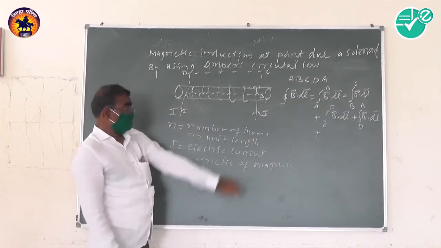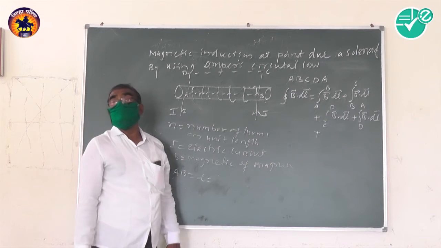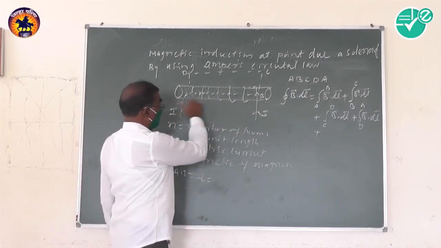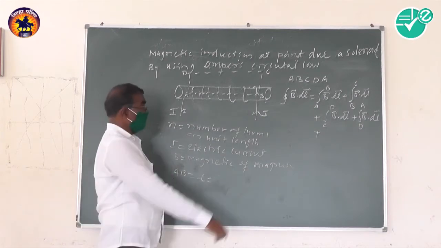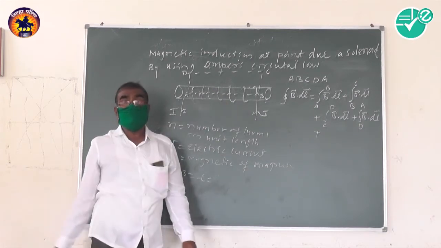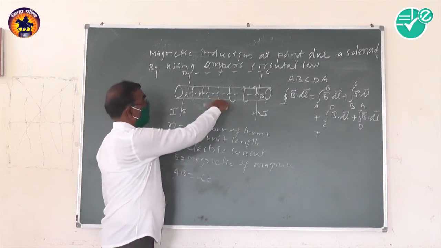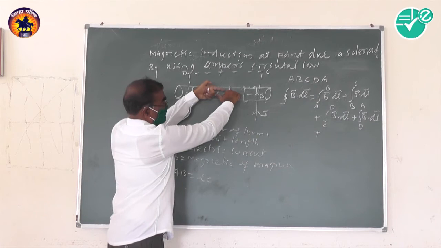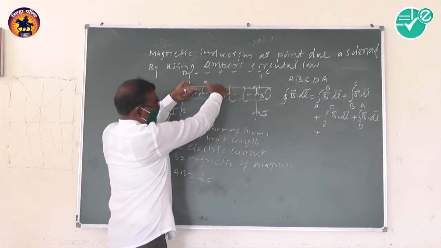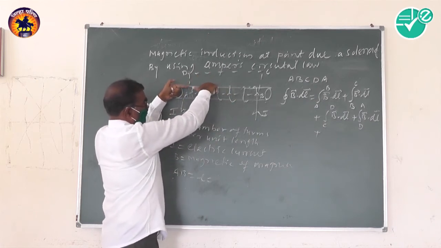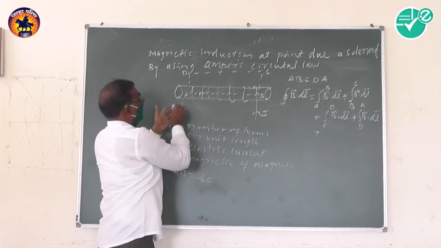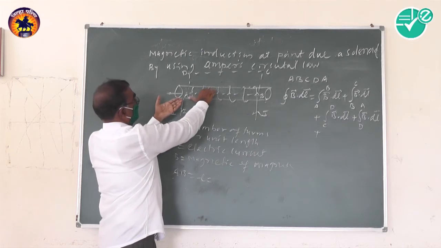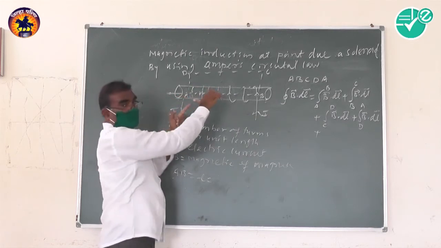According to the Fleming right hand rule, we have to find the direction of magnetic induction. Apply the Fleming right hand rule to this figure. If the curved fingers indicate the direction of electric current, then the thumb indicates the direction of magnetic field around the current carrier.